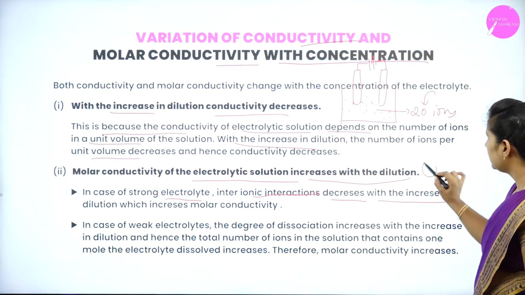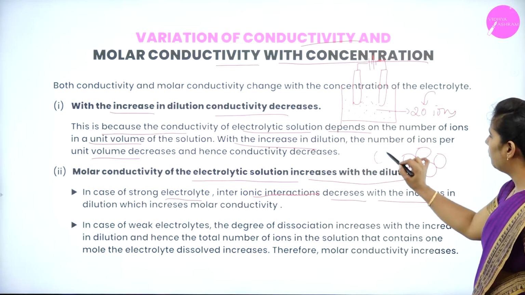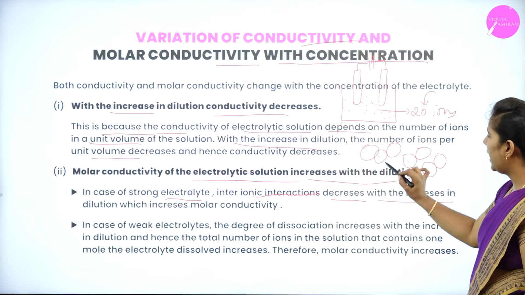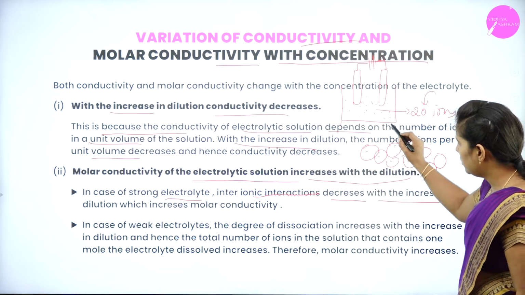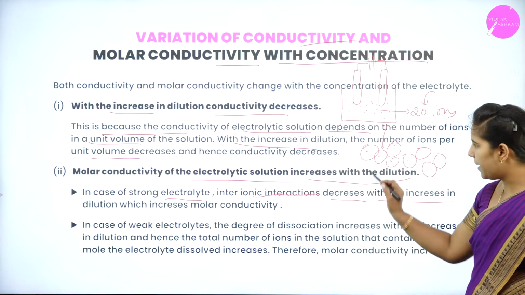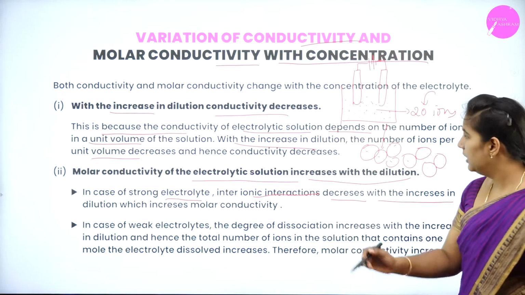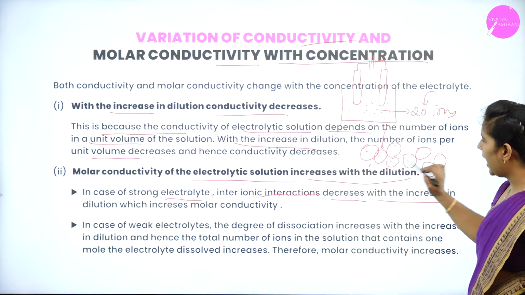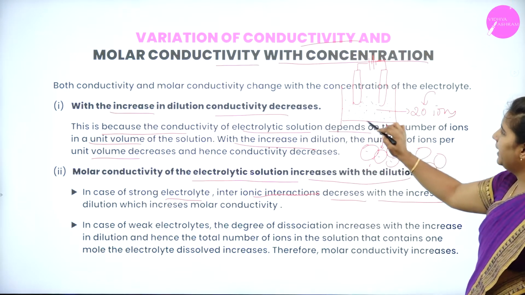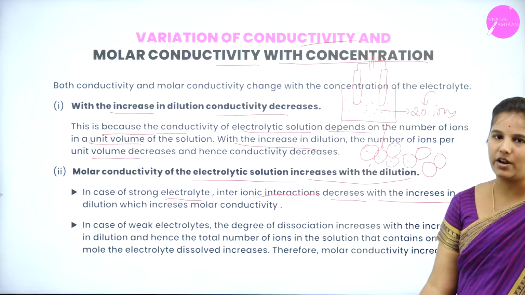Suppose in this solution, imagine the ions are arranged like this, with a strong inter-ionic interaction. If you dilute the solution, what will happen? The inter-ionic attractions will break. Once the inter-ionic attraction breaks, these ions will get separated and will move towards the respective electrode because of the applied electricity.